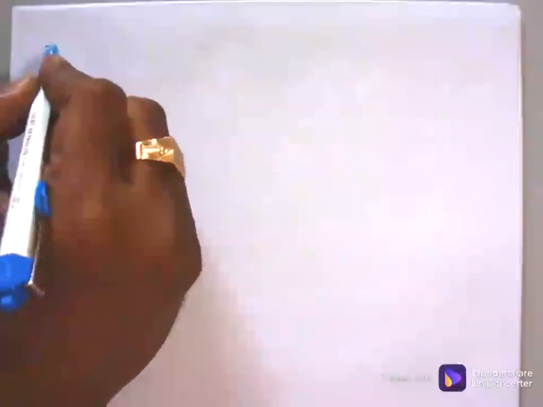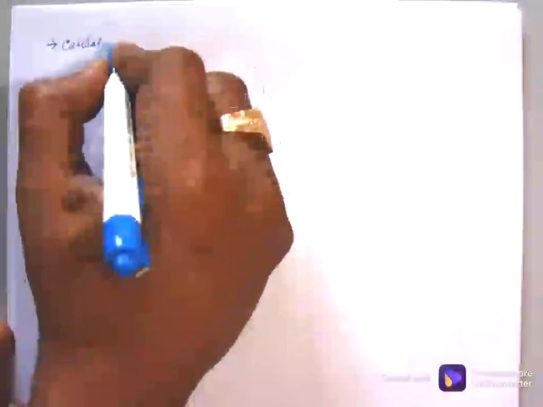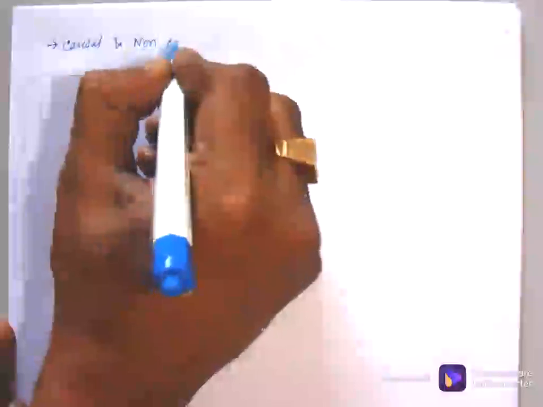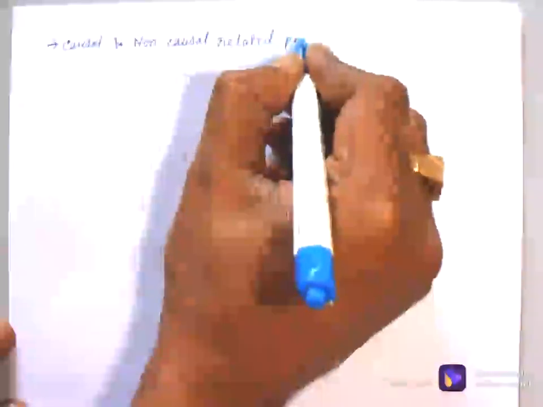So in the previous class I told you that in this class I will discuss causal and non-causal related problems. Whenever you are doing these causal and non-causal related problems, you will find two types of cases.